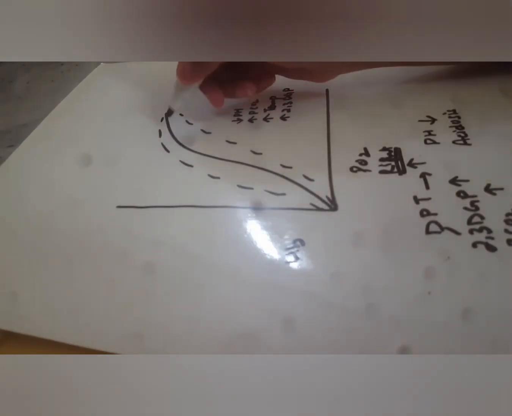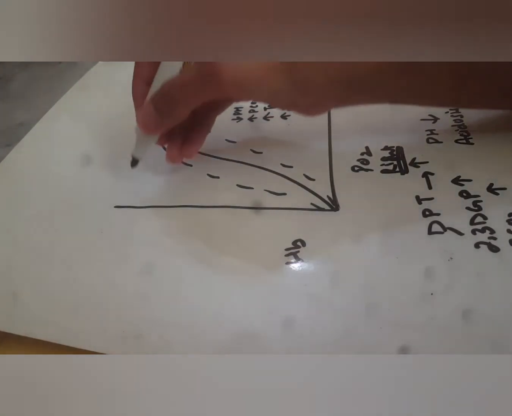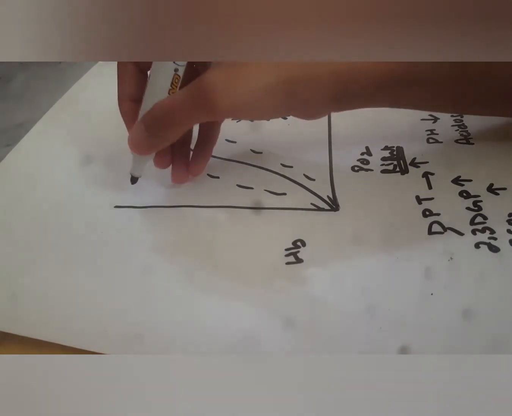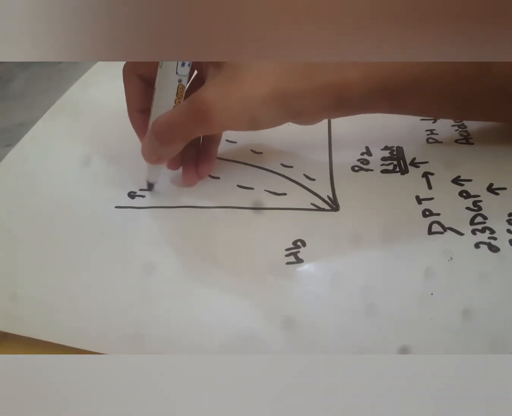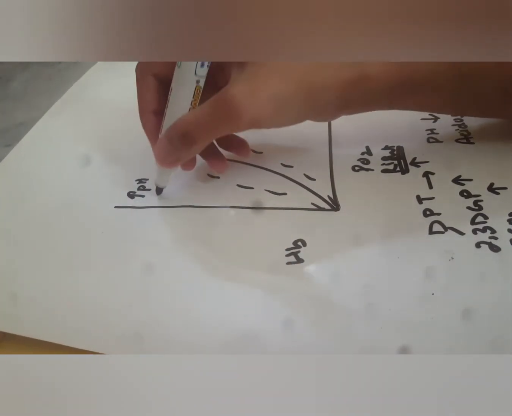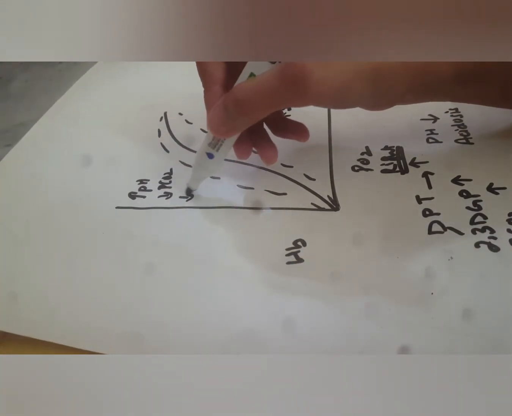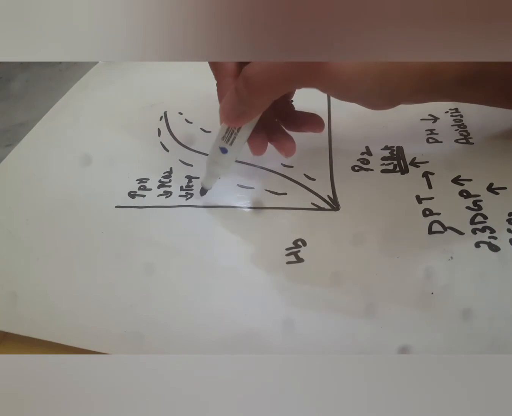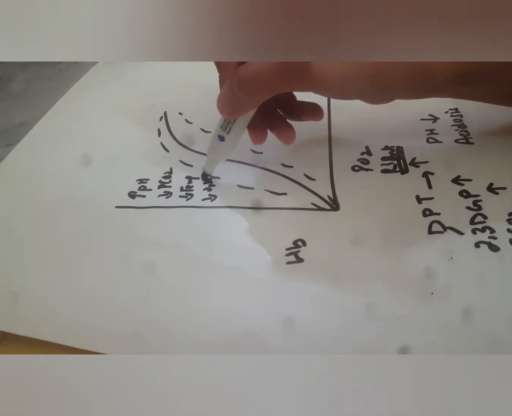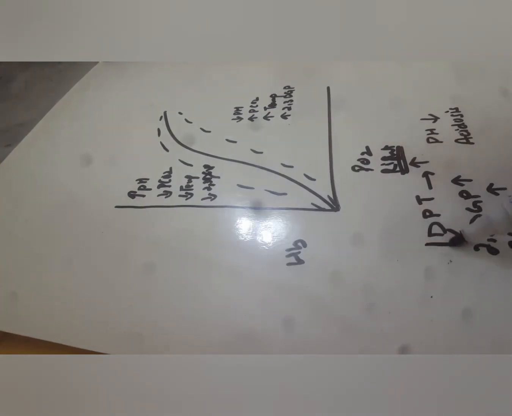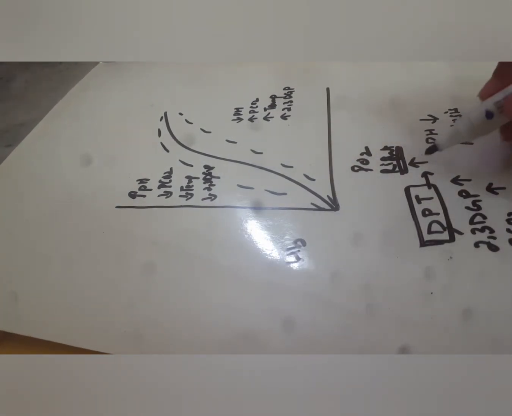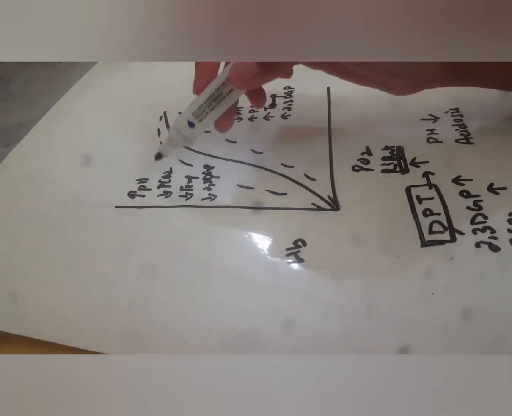When it shifts to the left, it is the opposite. Increase in pH, decrease in partial pressure of carbon dioxide, decrease in temperature, and decrease in 2,3 DPG, right? This is a very easy way to remember the oxygen hemoglobin dissociation curve. The mnemonic is DPT. It is increasing in the right shift and decreasing in the left shift.